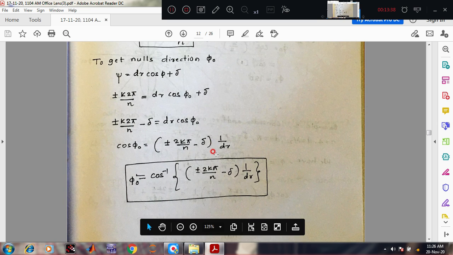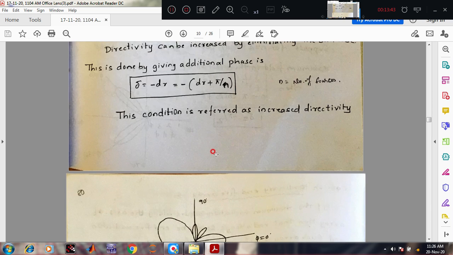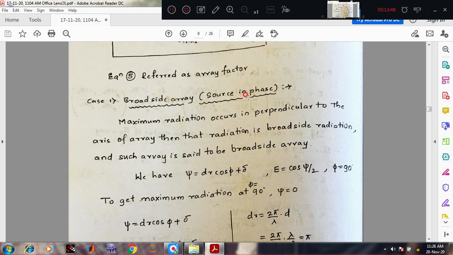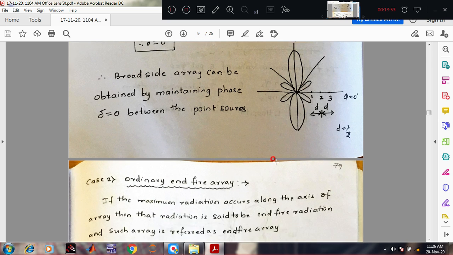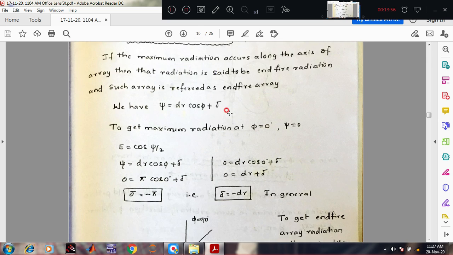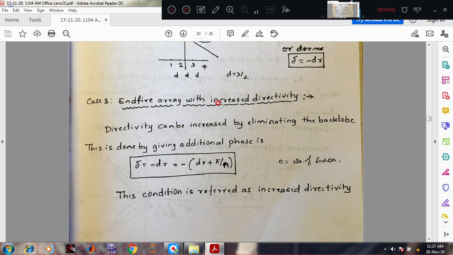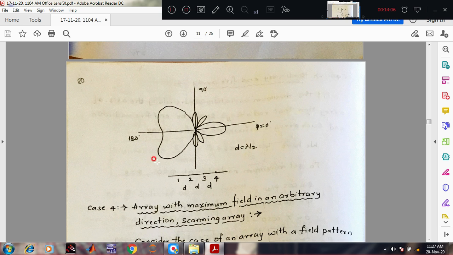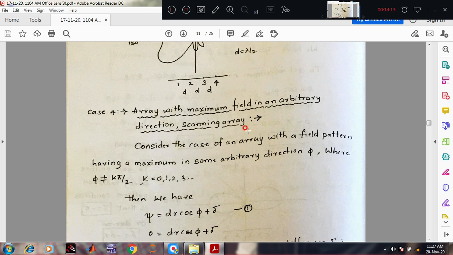In this class we have discussed 4 aspects actually. First, the broadside array, where the sources are in phase and the radiation is perpendicular to the array axis. Second, the ordinary end fire array, where the radiation pattern is maximum along the array axis. Third, the end fire array with increased directivity, where in a particular angle the radiation pattern will be maximum. Then case 4, the array with a maximum field in an arbitrary direction, the scanning array.